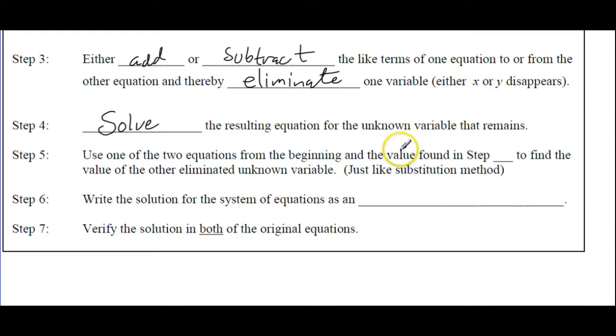Use one of the two equations from the beginning and the value found in step 4 to find the value of the other eliminated unknown variable, just like the substitution method. Okay, so in other words, once we solve for one of the variables, then both methods become the same. Write the solution for the system of equations as an ordered pair and verify the solution in both of the original equations.